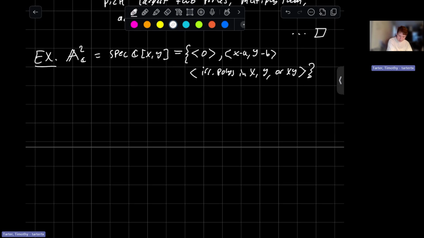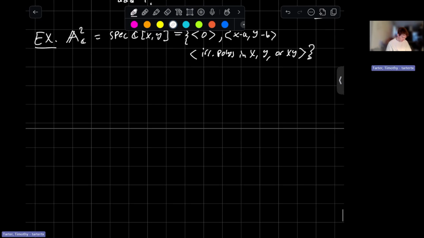So now we can attempt to draw a picture of the affine plane. The maximal prime ideals correspond to the traditional points, x minus a, y minus b. We now have to visualize bonus points. 0 somehow lives behind all of the traditional points.